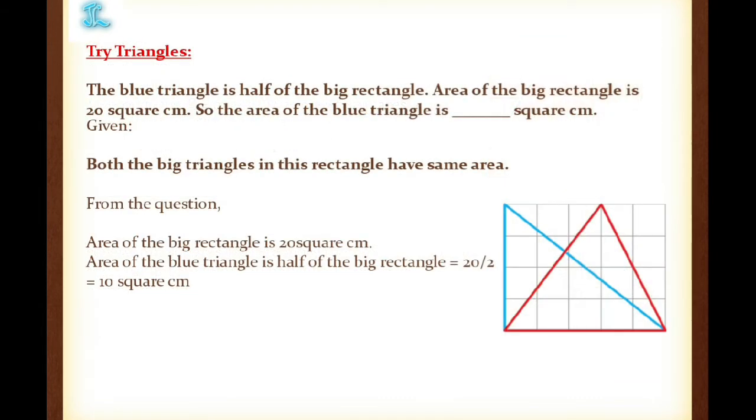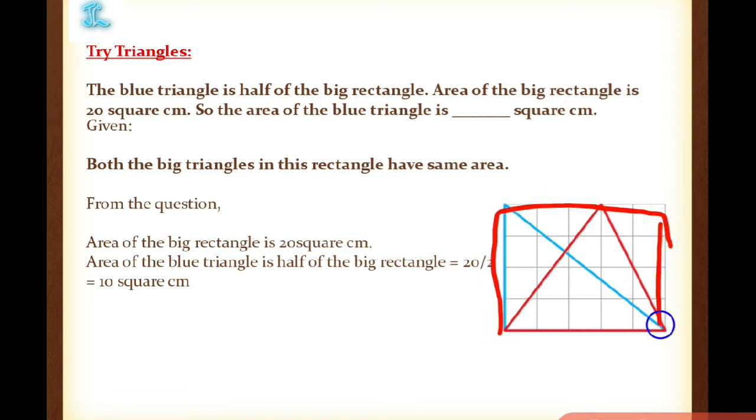Okay? Now next one, try triangles. The blue triangle is half of the big rectangle. The area of the big rectangle is 20 square centimeters. So the area of the blue triangle is dash square centimeters. Both the big triangle and this rectangle have the same area. First always understand what the question is. The blue triangle means this one. This is the triangle. The blue triangle is half of the big rectangle.